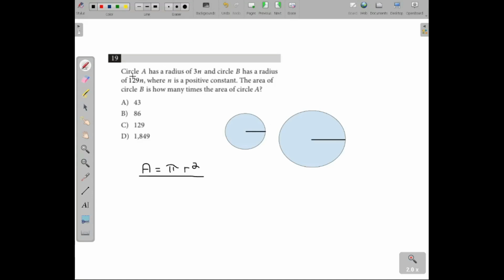19. Circle A has a radius of 3n. Circle B has a radius of 129n, where n is a positive constant. The area of B is how many times the area of circle A? We need to find how many times the area of circle B is bigger than the area of circle A. So we know that the area of circle B is bigger than the area of circle A.